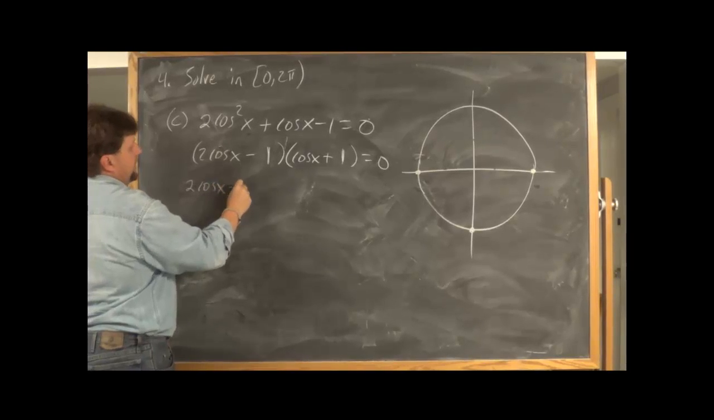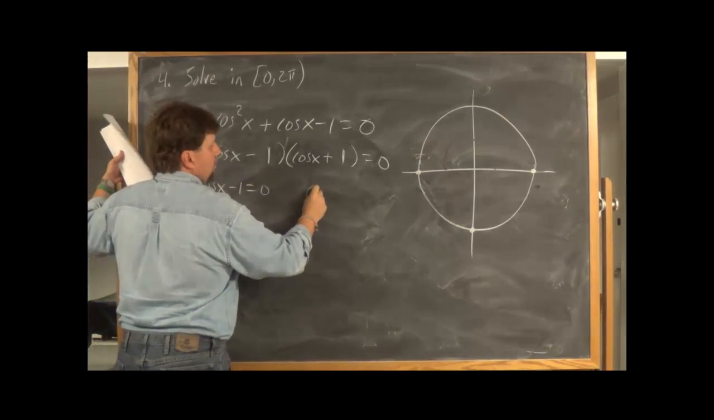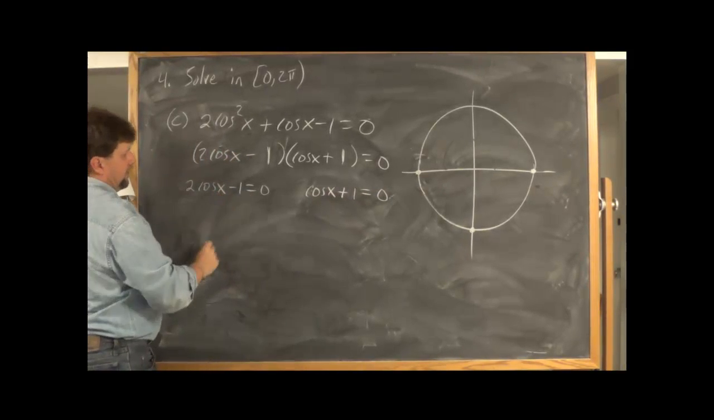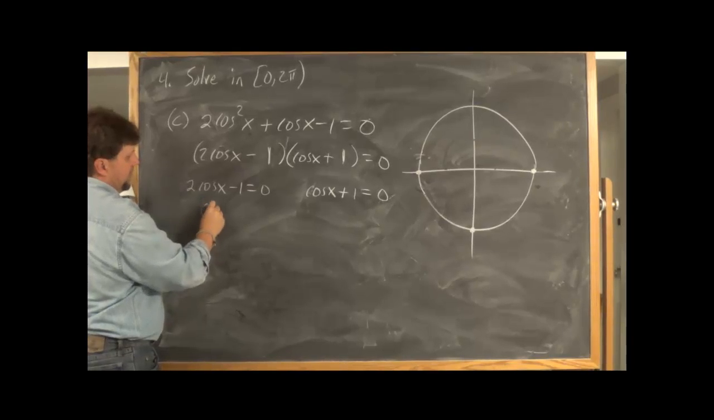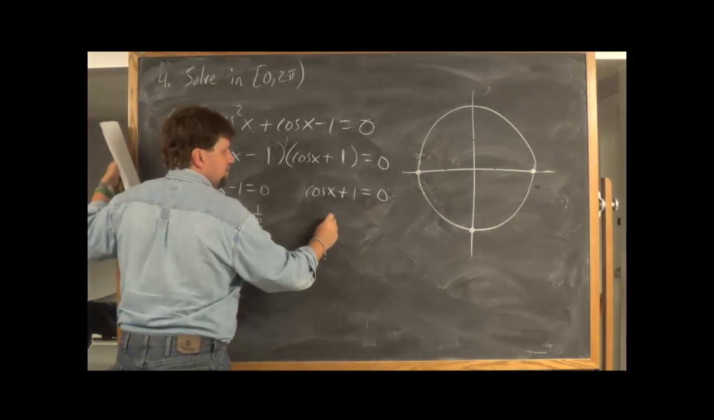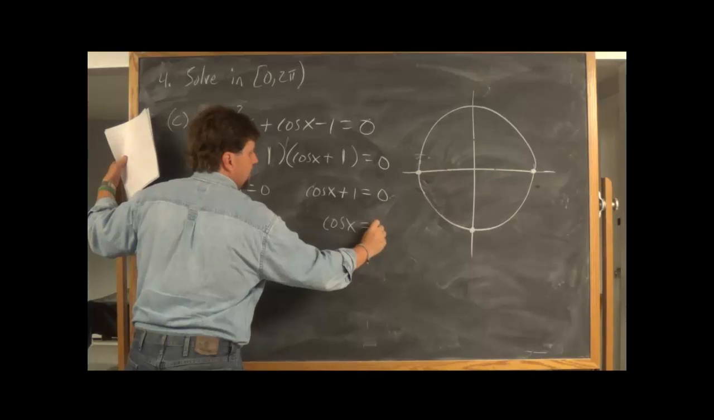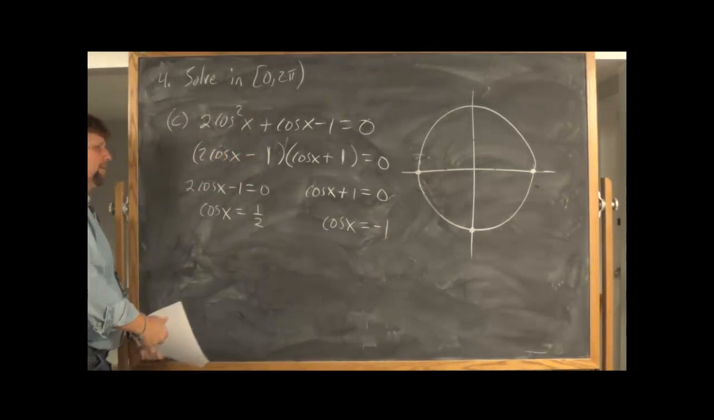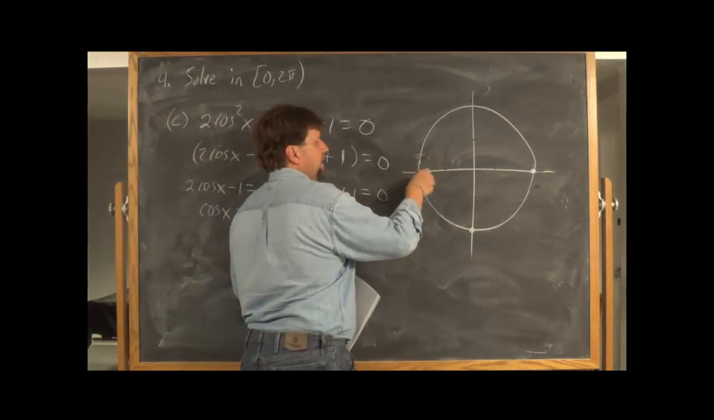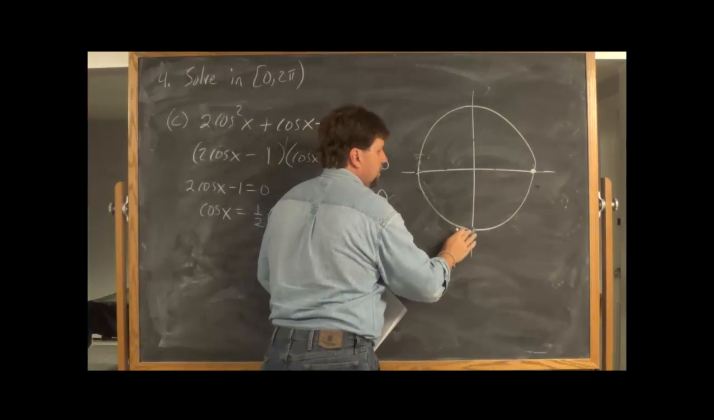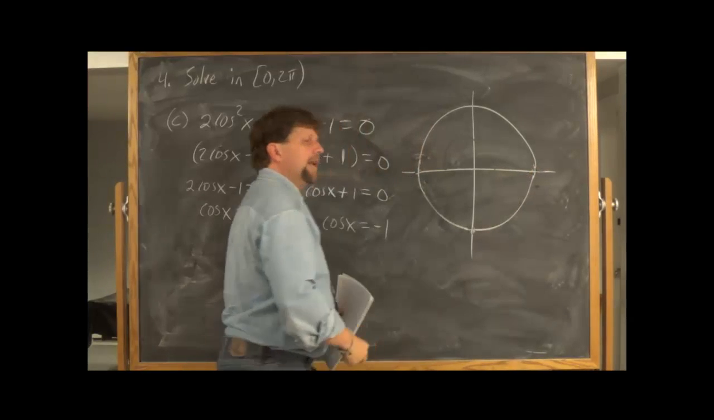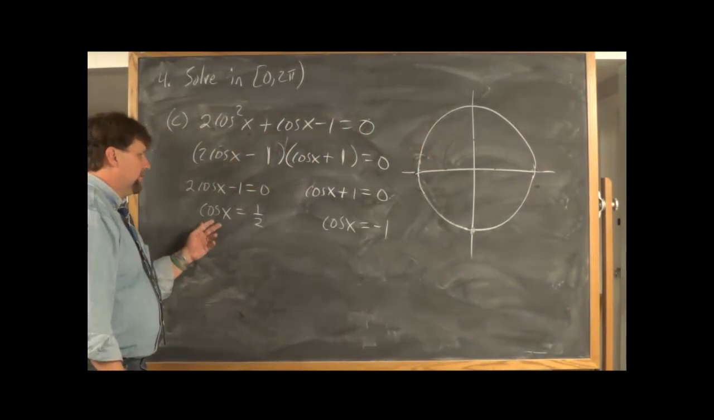So you have 2 cosine x minus 1 equals 0, or cosine x plus 1 equals 0. Add 1 to both sides, and then divide both sides by 2, and you get cosine x is 1/2. Here you subtract 1 from both sides, and you get cosine x is -1. And yes, it comes back to this wonderful structure, the unit circle. So let me erase what we were looking at in part B. Cosine x is 1/2.